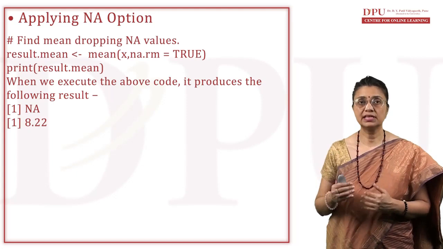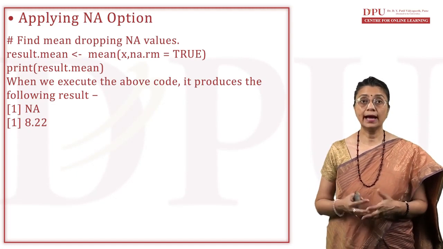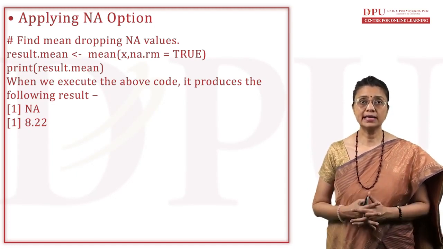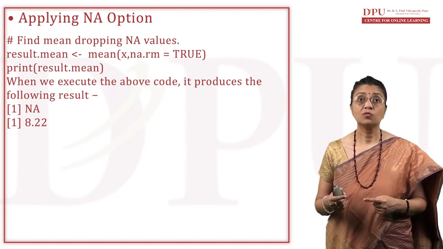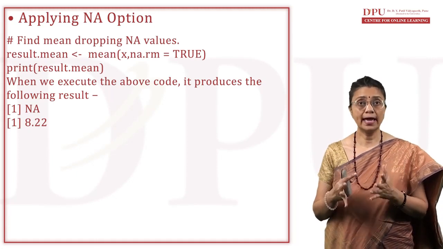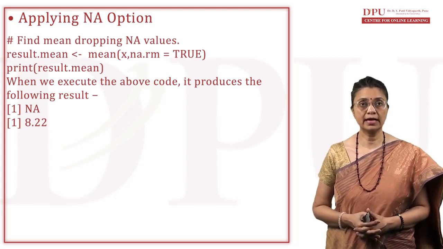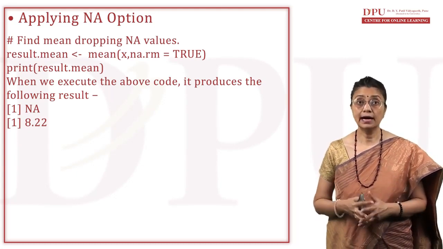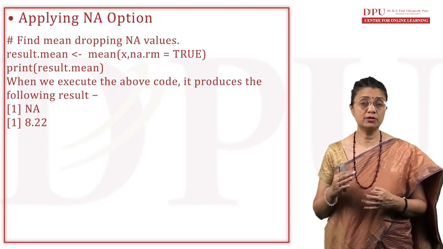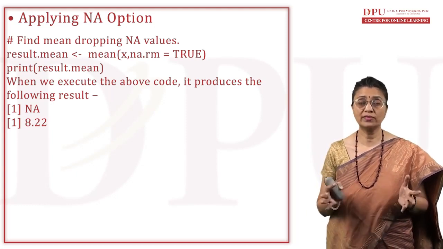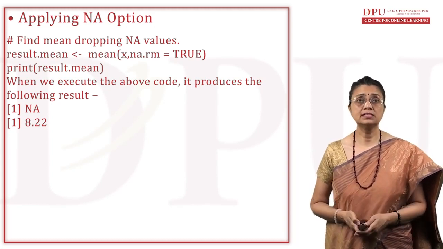So you can see the difference that in the first mean function call, I have just passed the x variable and the result is NA. Why is it NA? Because NA is included in the list, so nothing was calculated. But when I am passing mean with x and na.rm equals to true, which is the second command for calculation of result.mean, we get a value 8.22 as output. So if I apply na.rm, automatically the NA is removed and the remaining values are considered, and for that the average or mean is calculated.